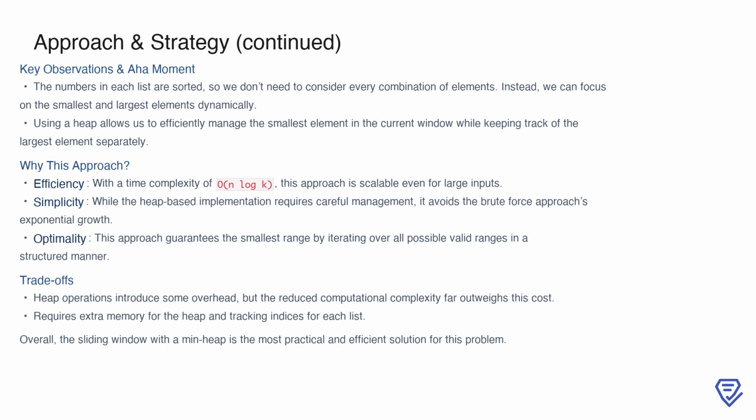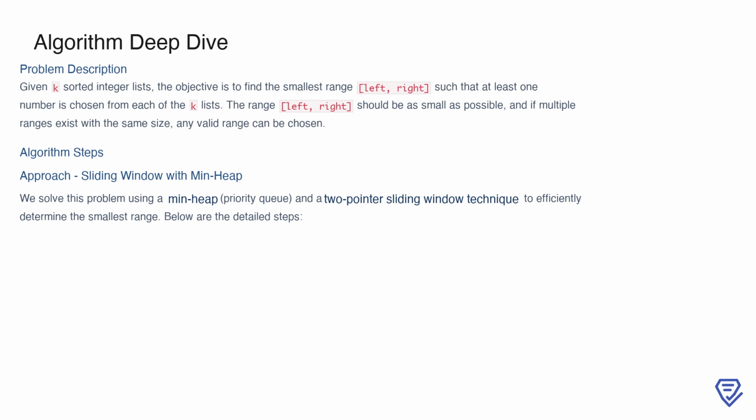in an efficient manner. In this problem, we are given k sorted integer lists, and the goal is to find the smallest range [left, right] such that at least one number is chosen from each of the k lists. The range should be as small as possible, and if there are multiple ranges with the same size, any valid range can be chosen. To solve this, we use a combination of a min heap and a sliding window technique. The min heap helps us efficiently track the smallest element across the lists, while the sliding window ensures that we cover all k lists within the range.